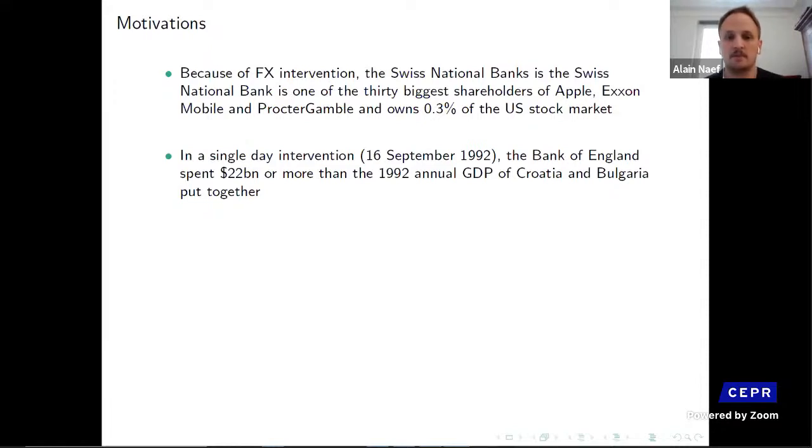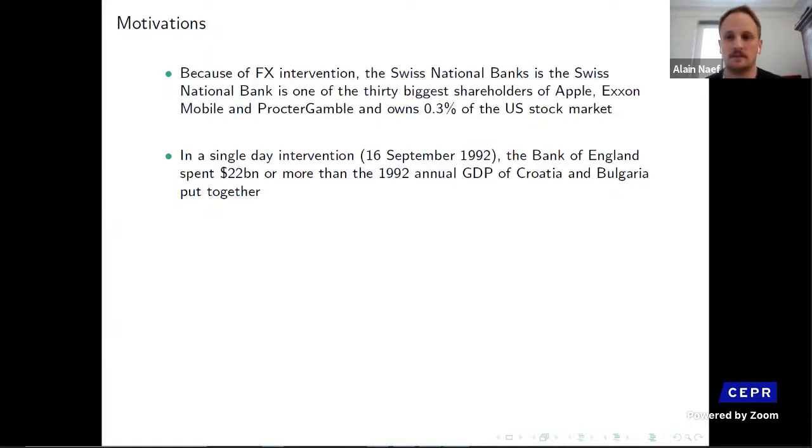I think another reason to be very excited about foreign exchange intervention is that these amounts are very important. In our sample, we'll end on the 16th of September 1992, when George Soros broke the Bank of England, as people usually say in news headlines. On this day, the Bank of England actually spent 22 billion, and that's the same as the annual GDP of Croatia and Bulgaria combined at the time. I think that's quite impressive, that what it took two entire populations a year to build was lost in a few hours on the market by the Bank of England.